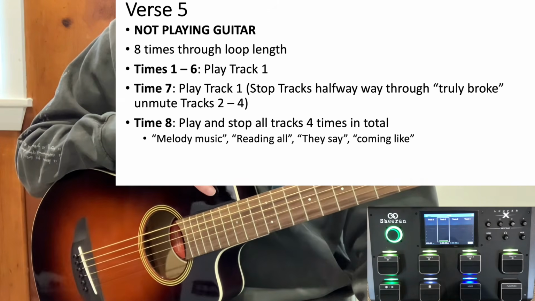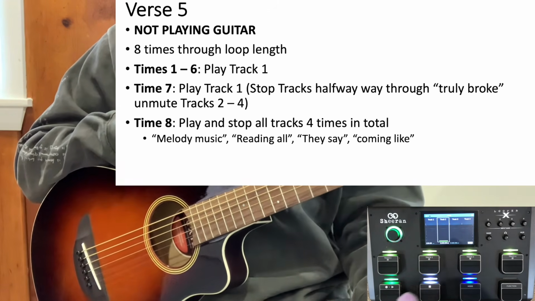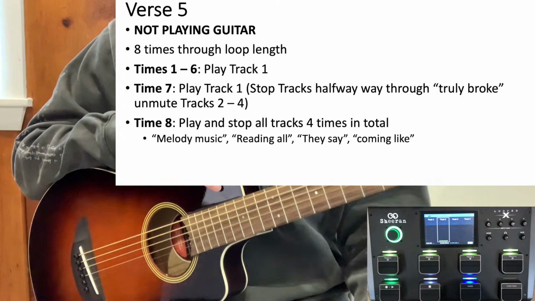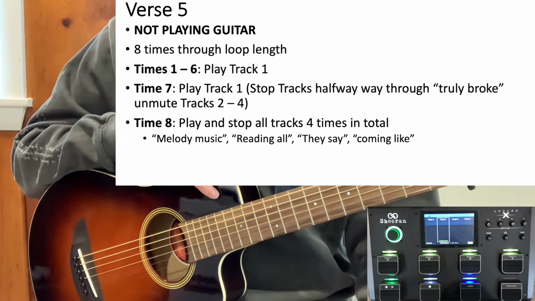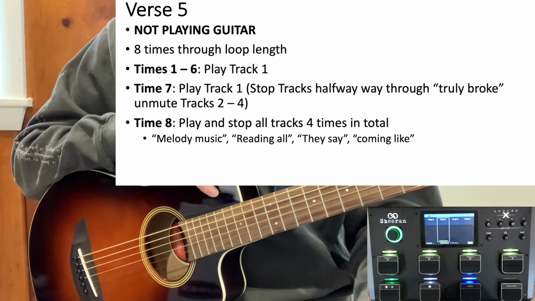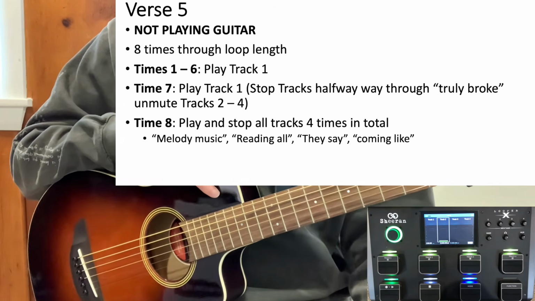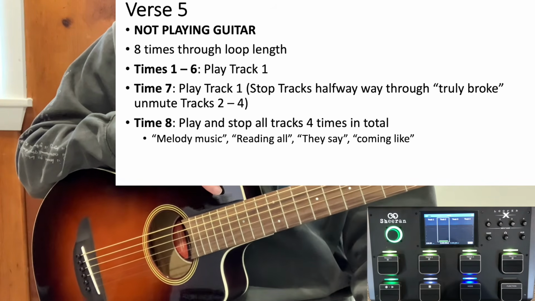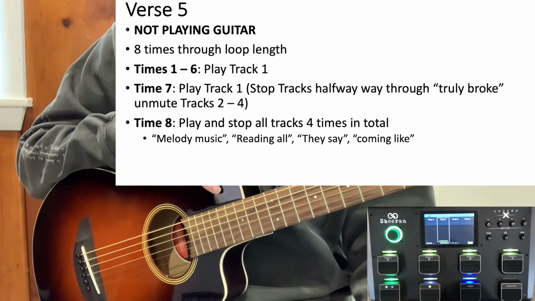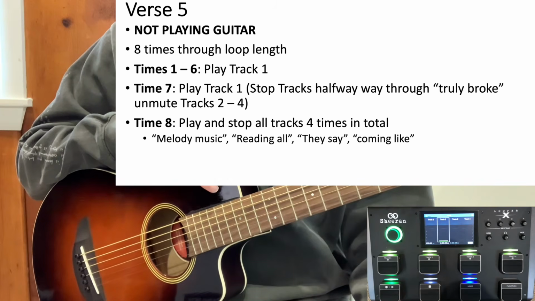And then time 8 through the loop length, you're kind of playing and stopping all 4 of your tracks again, similar to what we did in a previous part. And you're going to be doing this play stop 4 times in total. The first time happens around the lyrics "melody music." The second time happens around the lyrics "reading all." The third time happens around the lyrics "they say." And the last time happens around the lyrics "coming like."